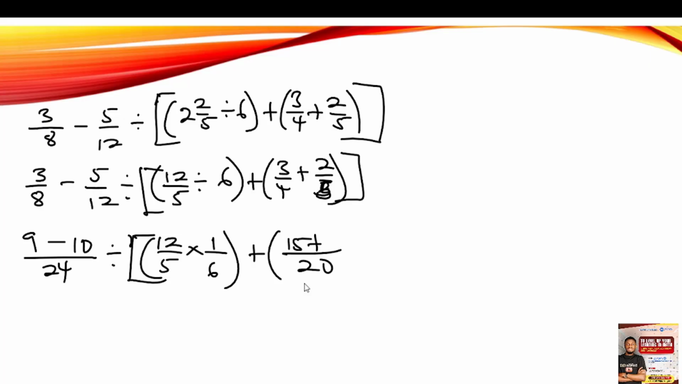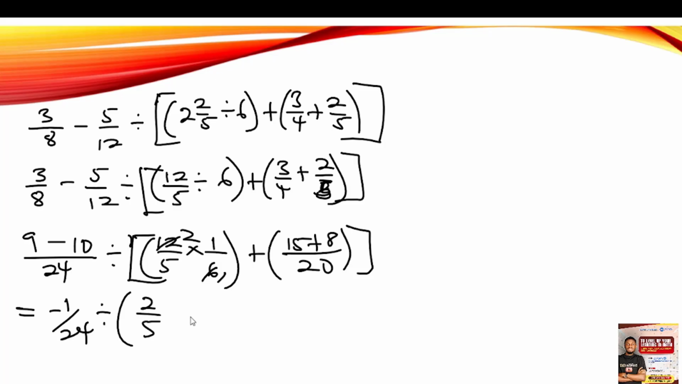Bracket closed. So here I'm going to get negative 1 on 24 divided by, so 12 times 6 will go into itself 1, it goes here 2. So I'm going to have 2 on 5 plus 15 plus 8. Also 15 plus 8 gives 23 on 20. So the next thing to do here is to work out the other two fractions in the bracket again.